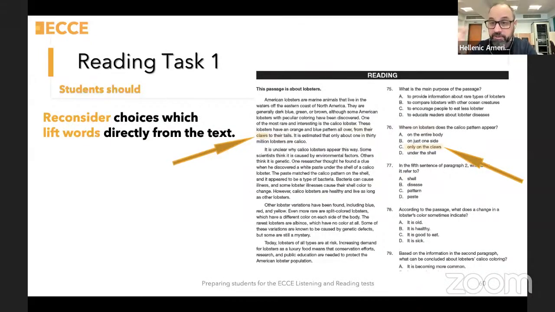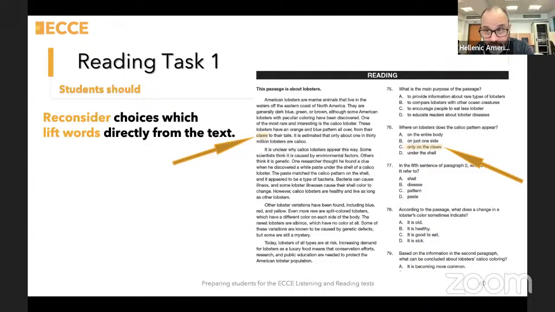Reconsider choices. Make sure that your students can understand where some, let's say, options are provided that are there to confuse somehow, to make it a little bit more difficult, more challenging for the test takers to choose the right answer. Reconsider choices which lift words directly from the text. You see, we were looking for all over the body of a lobster, from their claws to their tails. So we've got an answer here, on the entire body. That's A, option A for question 76.